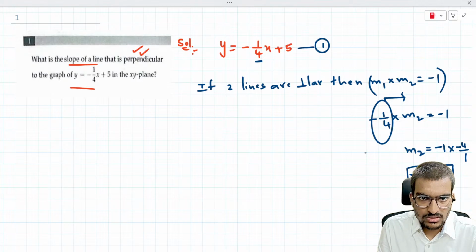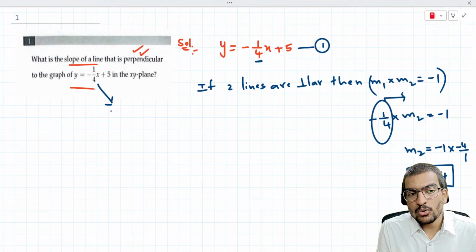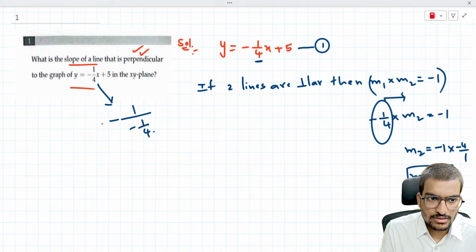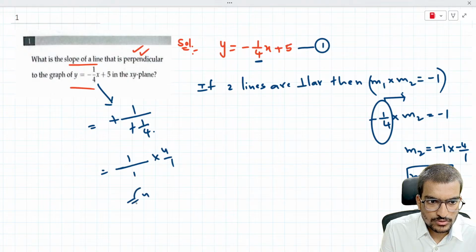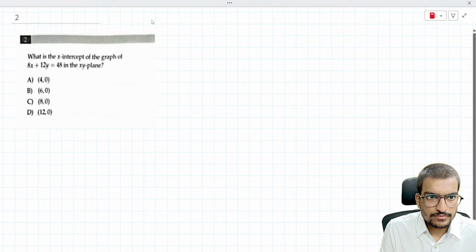No need to do this in detail. You can directly take the negative reciprocal of this, which is negative divided by -1/4, and that will give you the result. Negative into negative is positive, 1 divided by 1 into 4 by 1, which is 4. Directly also you can do it. Question number 2.